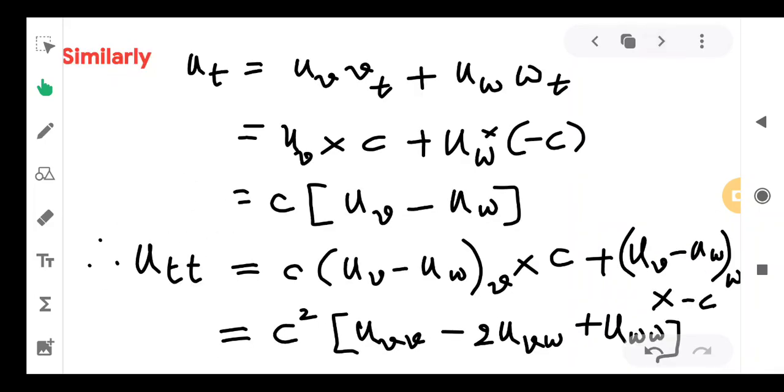Similarly, you have to find utt. For finding utt, first you have to find ut. ut means dou u by dou v into dou v by dou t plus dou u by dou w into dou w by dou t. Therefore vt, as I have already mentioned, is c and wt is minus c. Therefore c can be brought out, so it will become c times uv minus uw. This should be differentiated once again with respect to t. So as we did in the previous case, this should be differentiated with respect to v into vt, that's c again.